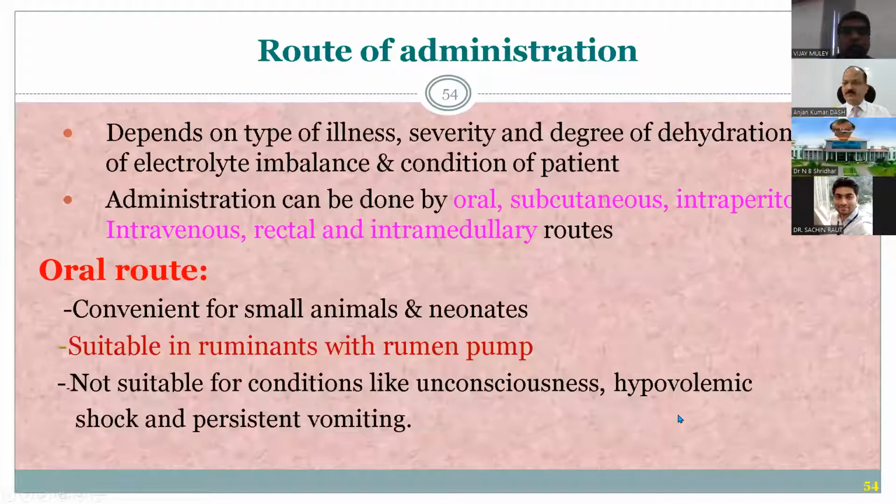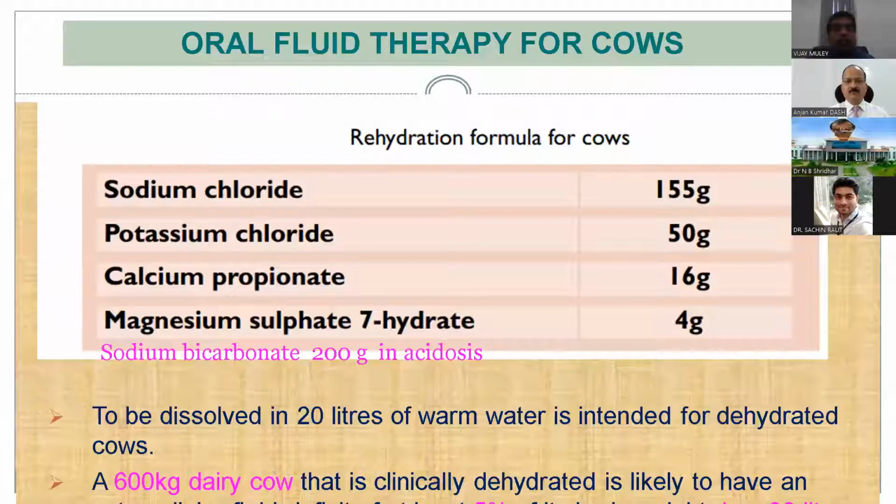Then the route of administration. Varieties of routes are there: oral, subcutaneous, intraperitoneal, intravenous, rectal, and intramedullary. The oral route is most convenient for small animals and neonates, whereas in ruminants we need a rumen pump because we cannot make the animal hydrate by drenching. It is not suitable for conditions like unconsciousness; directly it will go to the airways and cause problems. Also in hypovolemic shock and persistent vomiting.